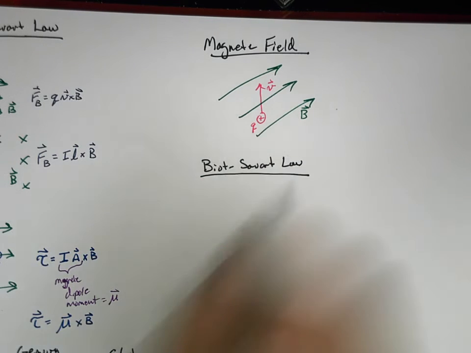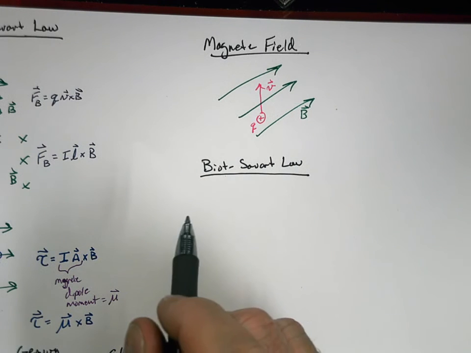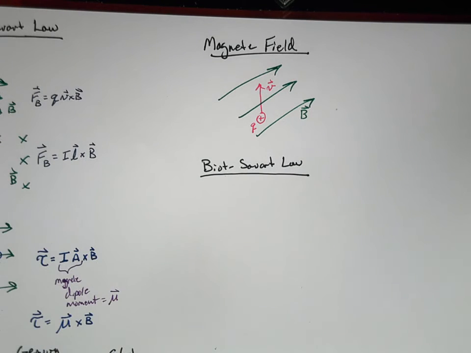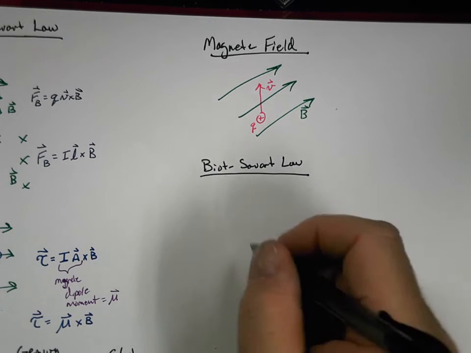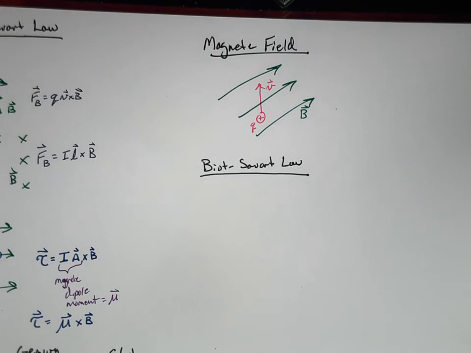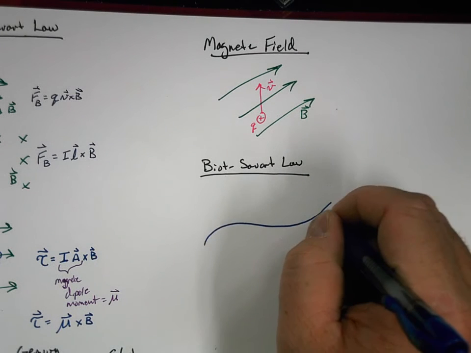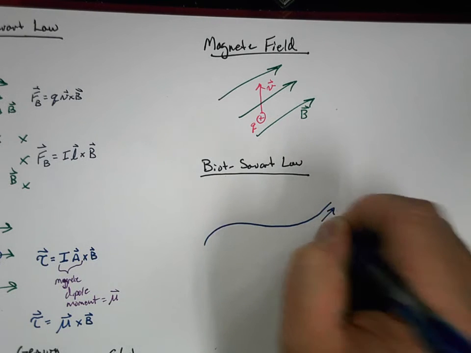here's the Biot-Savart law, and it's kind of a cumbersome equation, but when we break it down and analyze it, this will actually make a fair amount of sense to you guys. Except there's a fair amount of math involved. Here's the idea. So we're going to have a current of wire, and that's our I.